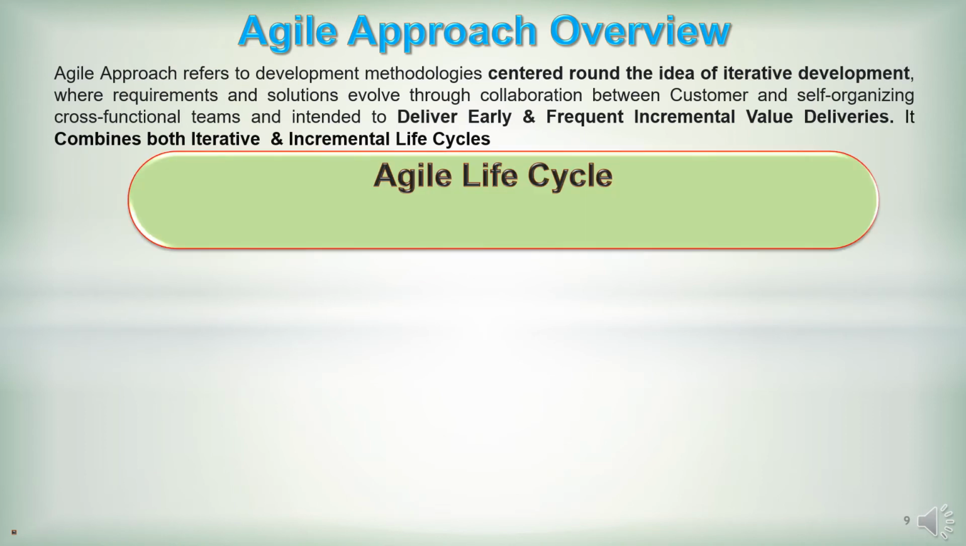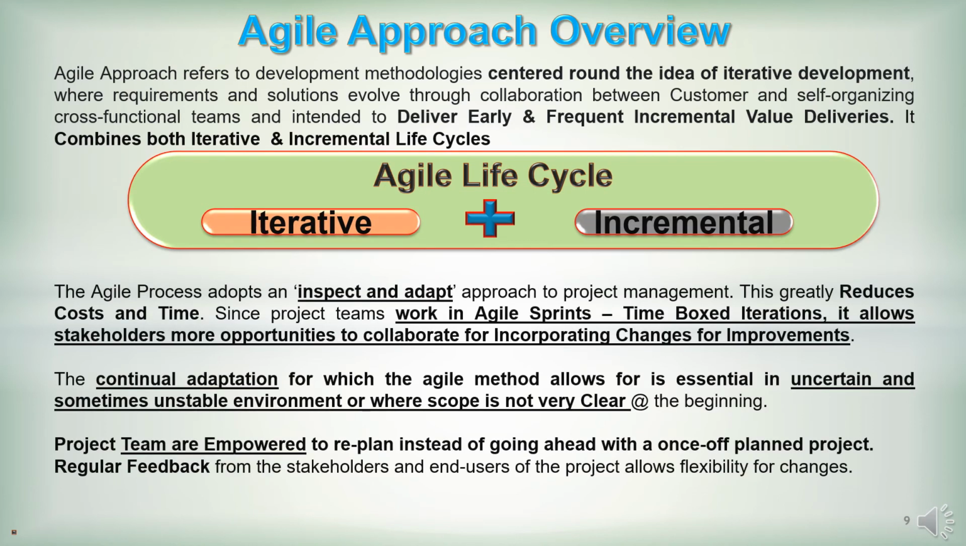The Agile process adopts an inspect and adapt approach to project management. This greatly reduces costs and time. Since project teams work in agile sprints, time-boxed iterations, it allows stakeholders more opportunities to collaborate for incorporating changes for improvements. The continual adaptation which the agile method allows for is essential in uncertain and sometimes unstable environments or where scope is not very clear at the beginning.